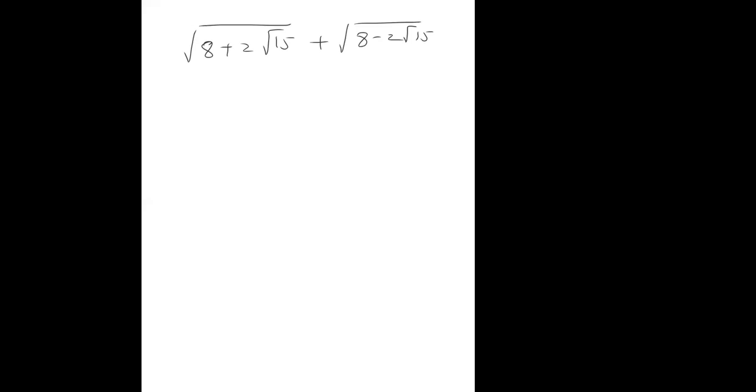Okay, this is nothing but root 5 plus root 3. This is root 5 minus root 3. Root 3 cancels out, this is 2 root 5.